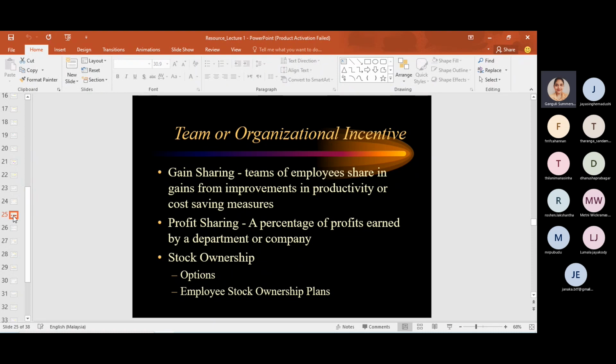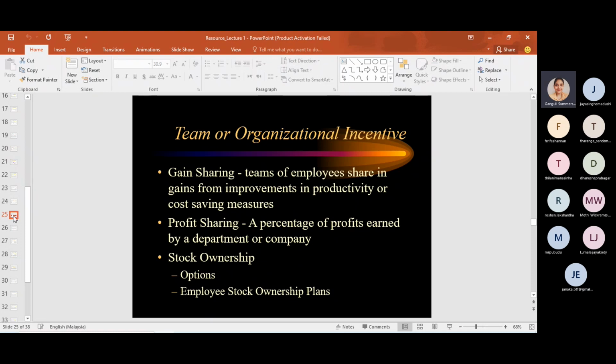One example is gain sharing. Teams of employees share in gains from improvements in productivity or cost saving measures. Gain means benefit, so gain sharing means you are sharing the benefits, sharing the gain, with a few other people.